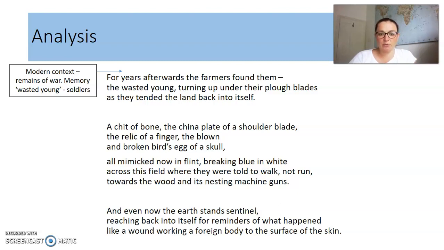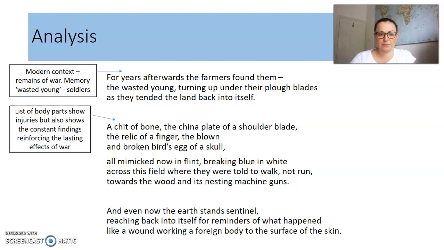A chit of bone, the china plate of a shoulder blade, the relic of a finger, the blown and broken bird's egg of a skull, all mimicked now in flint, breaking blue in white across this field where they were told to walk, not run, towards the wood and its nesting machine guns.